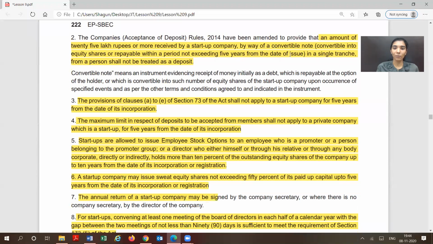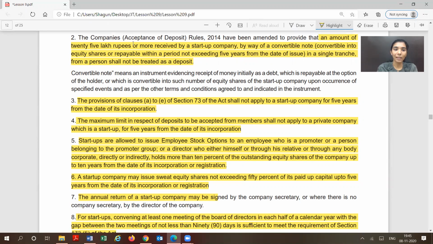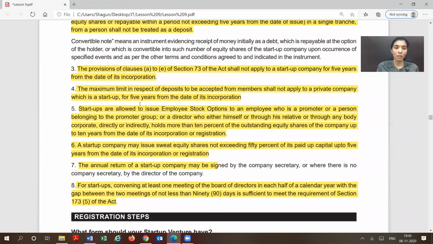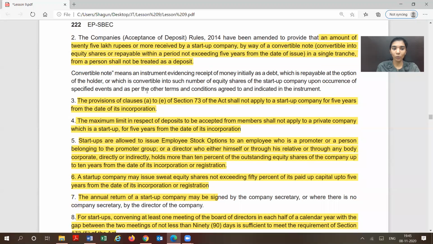So जो acceptance of deposit rules है Companies Act के अंदर, under the Companies Acceptance of Deposit Rules, any amount of rupees 25 lakhs or more received by a startup company by way of convertible note in a single transfer from a person will not be treated as a deposit. So deposit rules में उनको exemption है. Also the section for deposit 73 clause A to E में startups को exemption है for a period of 5 years from its incorporation. Also, third, 3 points are related to deposits.